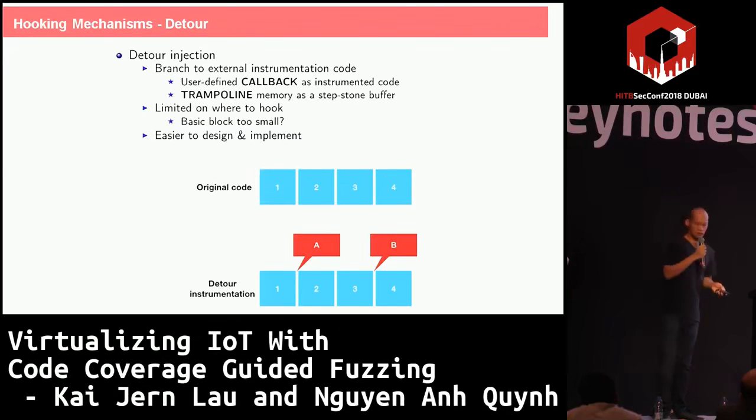The limitation of this approach is that there are some places we cannot instrument using this technique. For example, if the basic block we want to instrument is too small, we override that basic block, and we may override into the next code after this basic block. But the advantage of this detour technique is that it's much easier to design and implement. So that's why we decided to go this way, to build our own DPI using the detour injection technique.